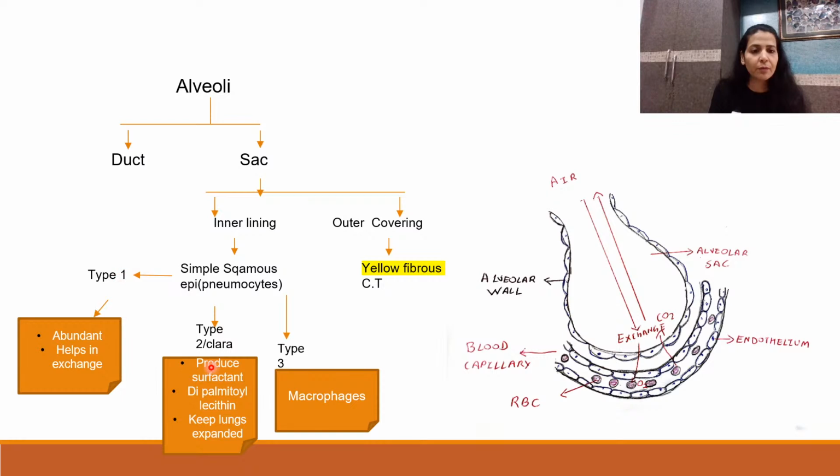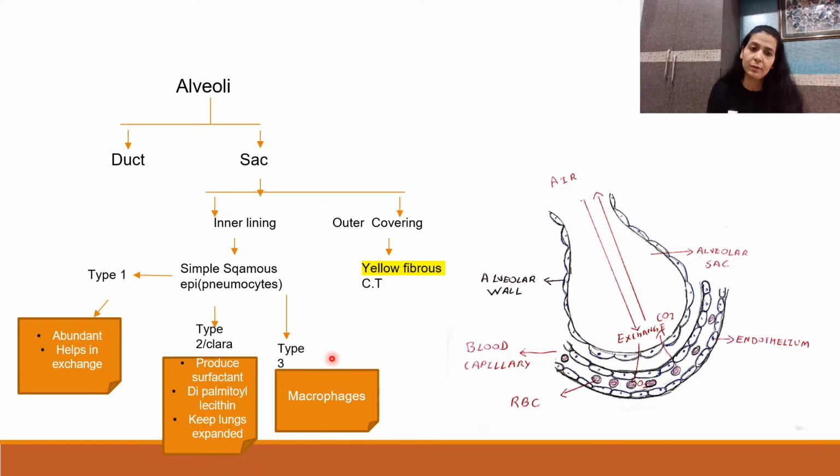There are three types of pneumocytes: 1, 2, and 3. If we talk about type 1 pneumocytes, squamous cells, what function do they perform? They are the most abundant. They are present in a large percentage with respect to the other two. And they are the ones which actually help in the exchange. The actual exchange of the gases takes place through them. Then why do we have number 2 and number 3?